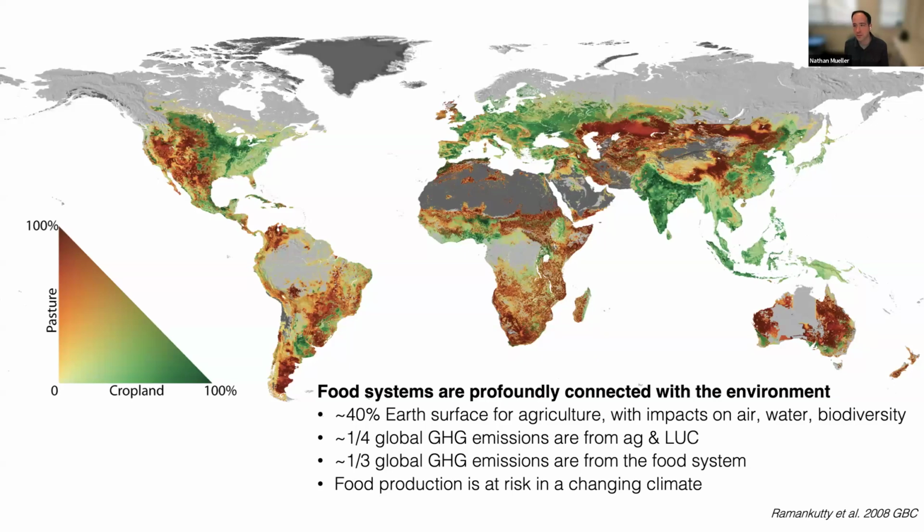But if we zoom out a little bit to the broader food systems, not just what's happening directly on the land management, but also processing and transportation and waste and so on, we get something more like a third of global greenhouse gas emissions from the food system. So it's a really important impact on climate. And of course, our food production is at risk in a changing climate, and that's what we're going to focus more on in this talk. But near the end, I want to bring it back to this mitigation perspective to think about the connections between adaptation and mitigation.